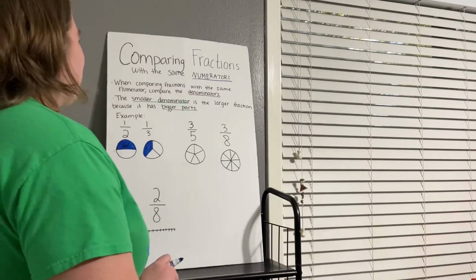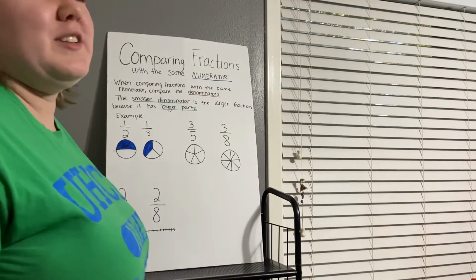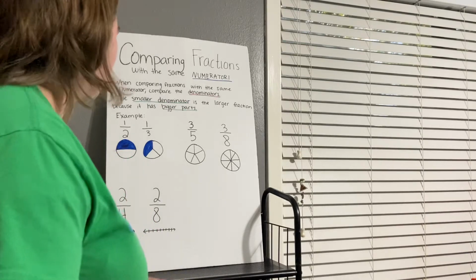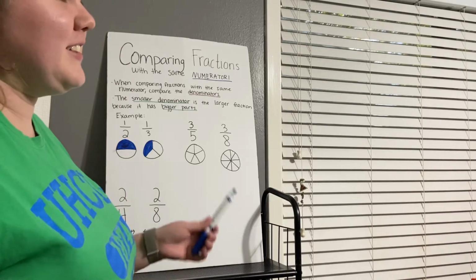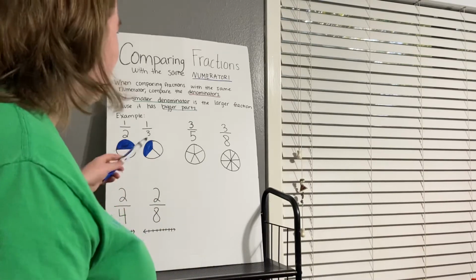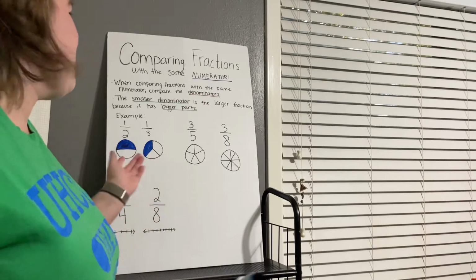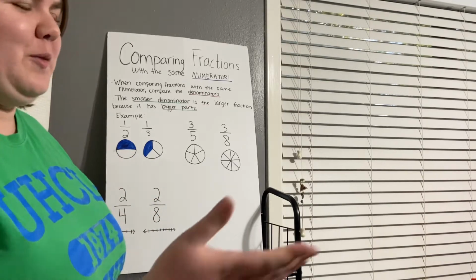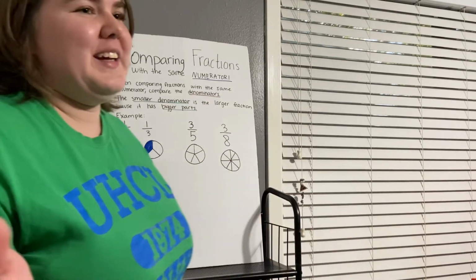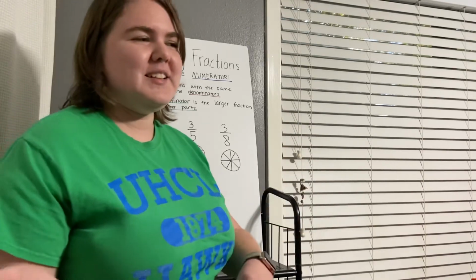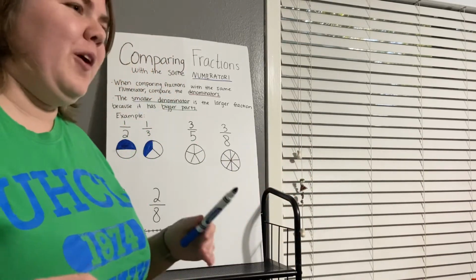Okay, so comparing fractions with the same numerator. When comparing fractions with the same numerator, you're going to compare the denominators. The smaller denominator is the larger fraction because it has bigger parts. So with the pizza, if you're sharing it with 3 people instead of 6 people, you're going to get more pizza because it's bigger parts.